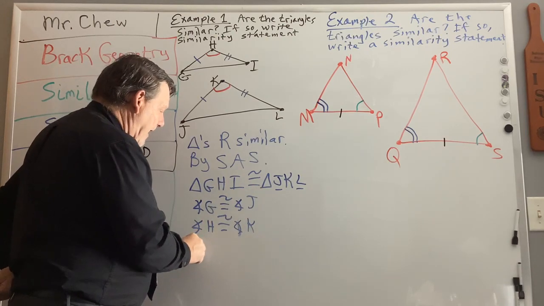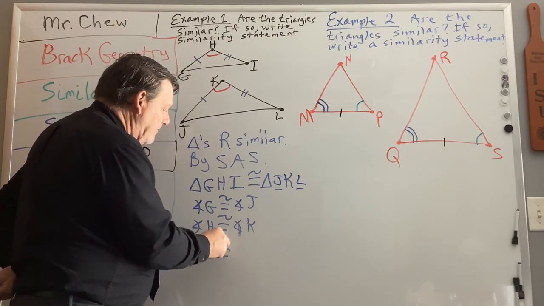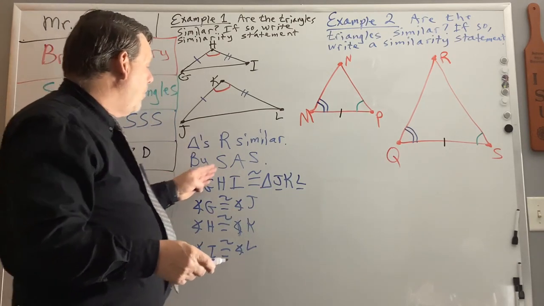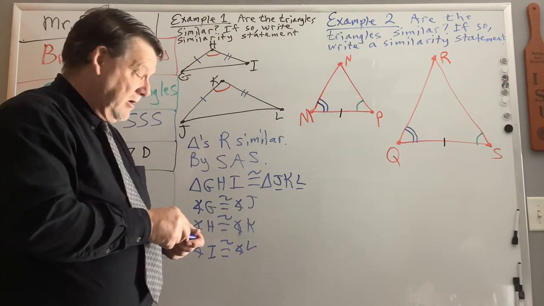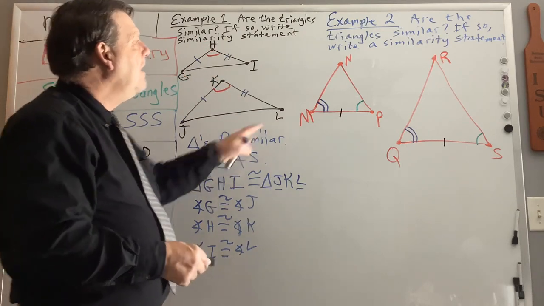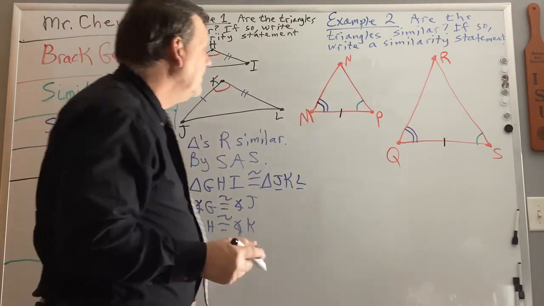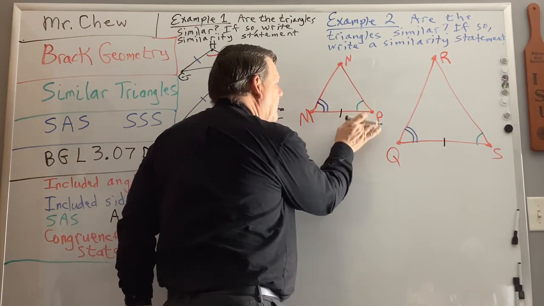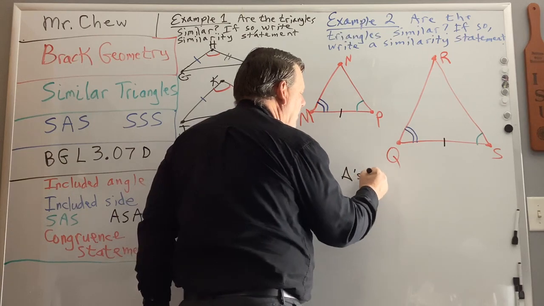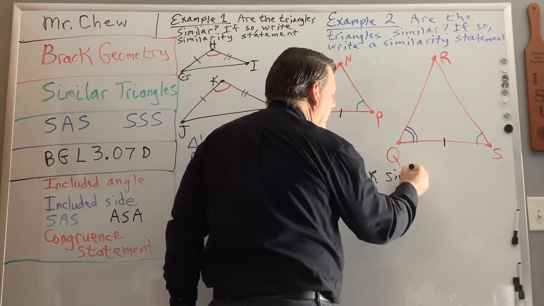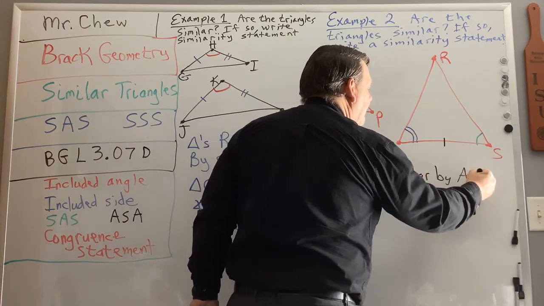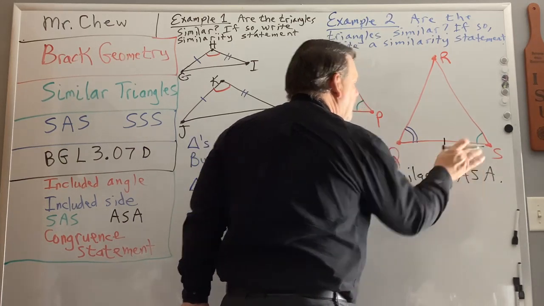And then I can say that angle I is congruent to angle L. And that order has to be there. If not, then you can't say that they are similar. All right, now this particular one here, I've got a side in between two angles. So the triangles are similar by angle, side, angle. And you see how the side is in between the two angles?